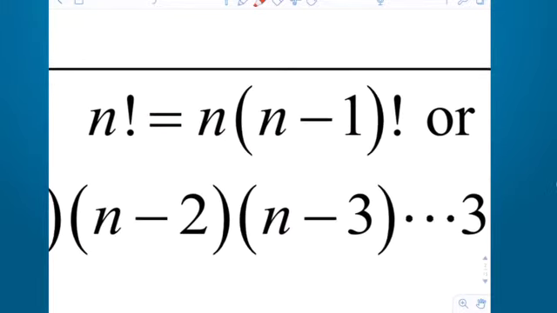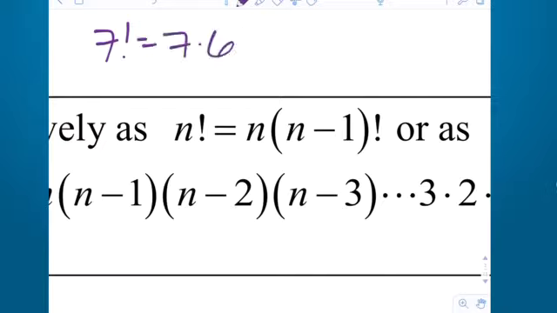It means that 7 factorial is equal to 7 times 6 factorial. Well, what is 6 factorial? Recursively, 6 factorial is 6 times 5 factorial. Well, what is 5 factorial? 5 factorial is defined to be 5 times 4 factorial. So if you keep going all the way down, 7 factorial is really 7 times 6 times 5 times 4 times 3 times 2 times 1. You stop at 1, because if you went all the way to 0, then every number exclamation point would be 0, right?